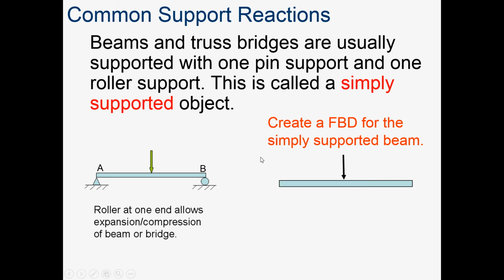So when we draw the free body diagram for this, we're going to put on the applied force in the center, and we'll replace the pin with 2 reaction forces, one in the X direction and one in the Y, and we'll replace the roller with just one reaction force in the Y this time because it's sitting on a horizontal surface.